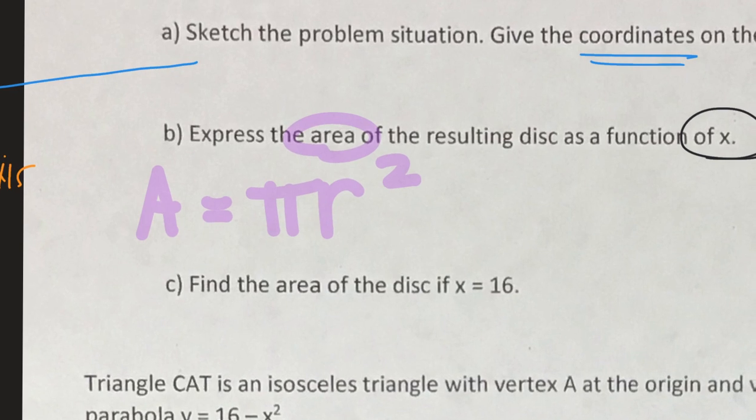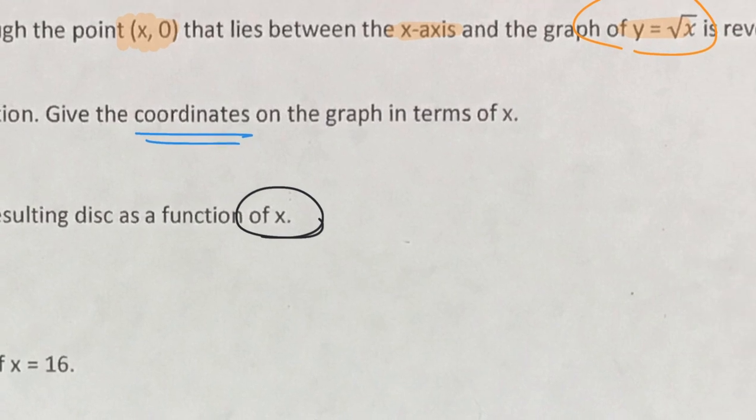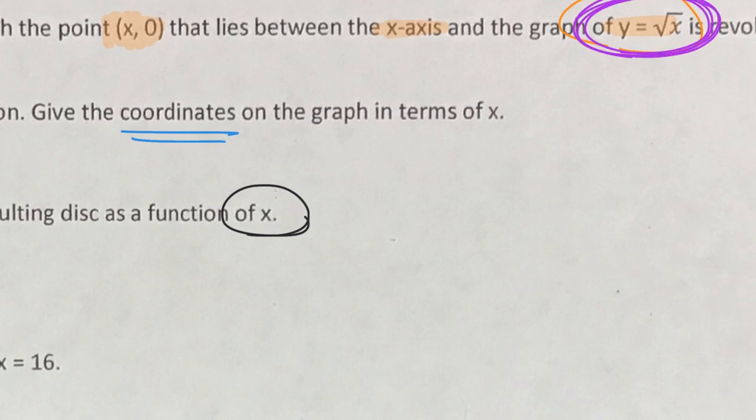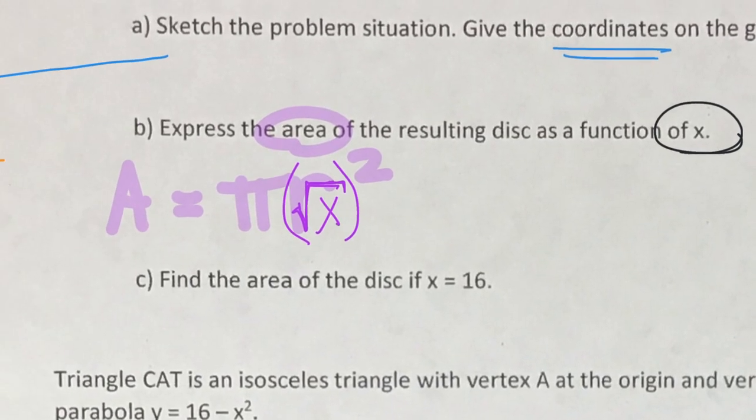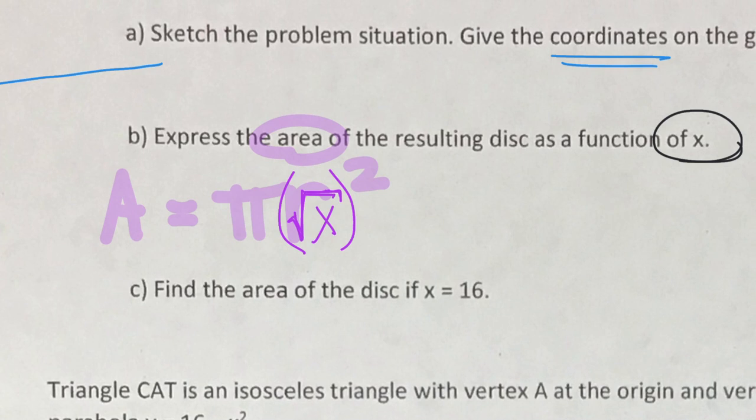The radius is found by the y value of your coordinate, and the y value is found by taking the square root of whatever x we have, right? That's what it says up here. The y is equal to the square root of x. Okay, so these are algebraic functions, right? This is an algebraic concept. So now we have to do some simplifying.